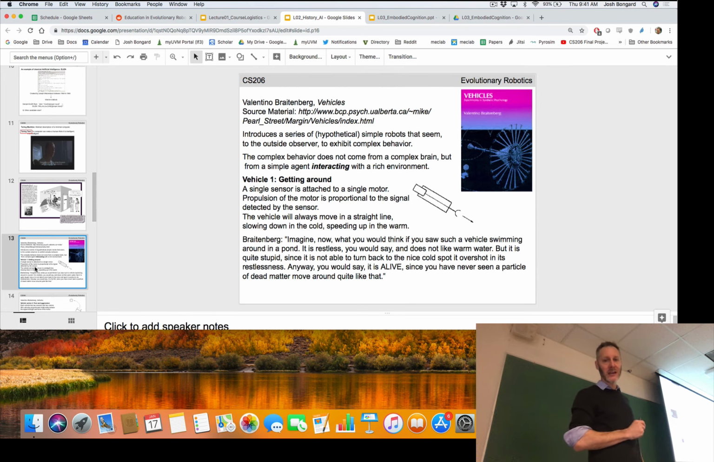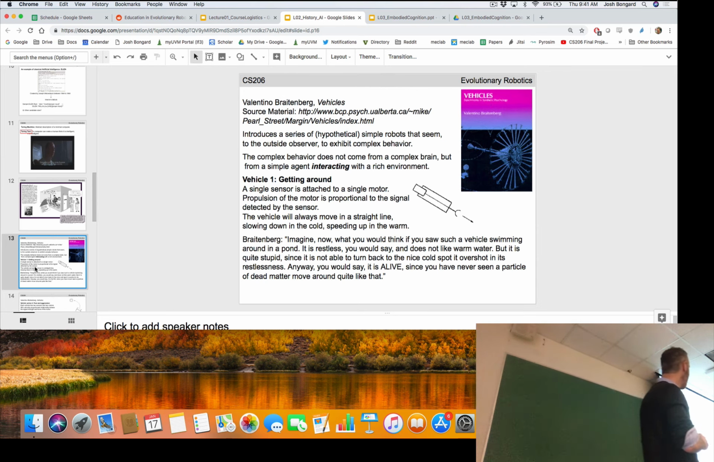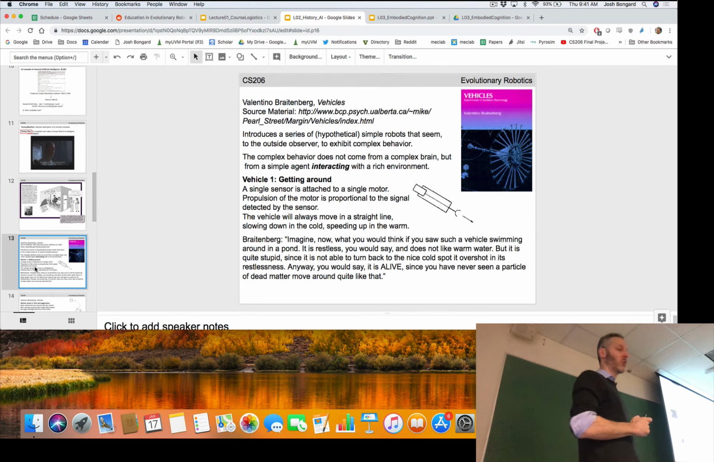Imagine now what you would think if you saw Vehicle 1 swimming around in a pond. It's restless, you would say, and does not like warm water. Why would we say that? If we have a sensor on the front and that sensor is a temperature sensor, then the warmer the temperature, the more that sensor fires, sends the signal along the synapse, the wire that's connecting the sensor to the motor, and the faster the wheel turns.